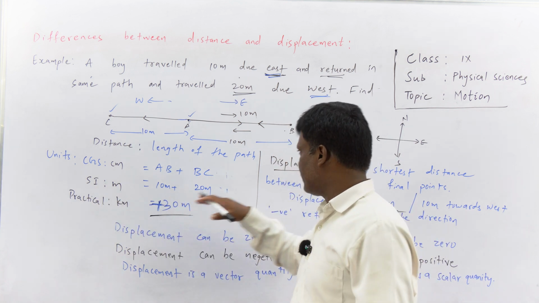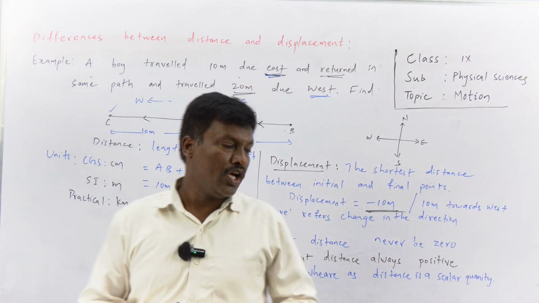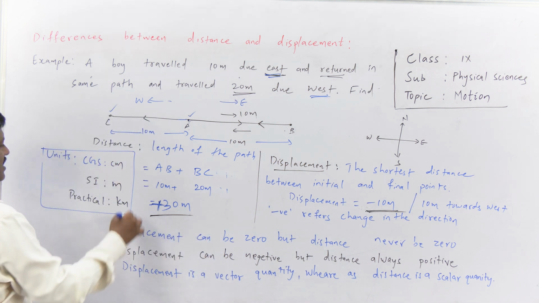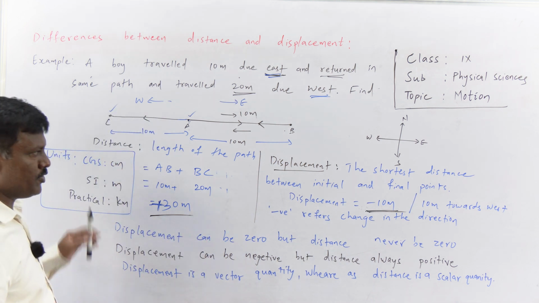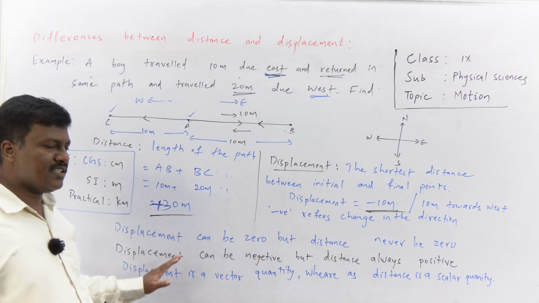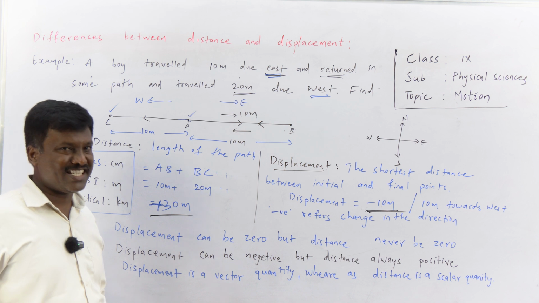These are the units of both distance and displacement, right? So after writing the differences, you write the units of distance and displacement. Both have the same units. I hope you understand the major differences between distance and displacement with the help of this example. Please note down.